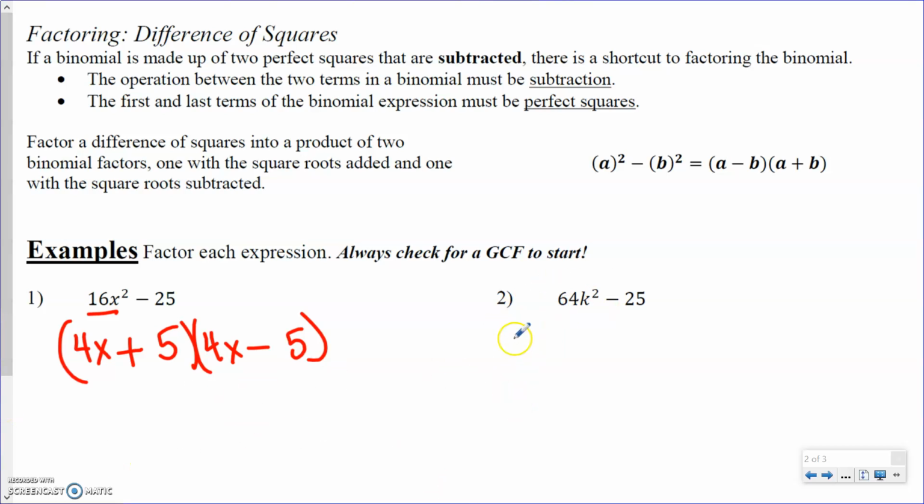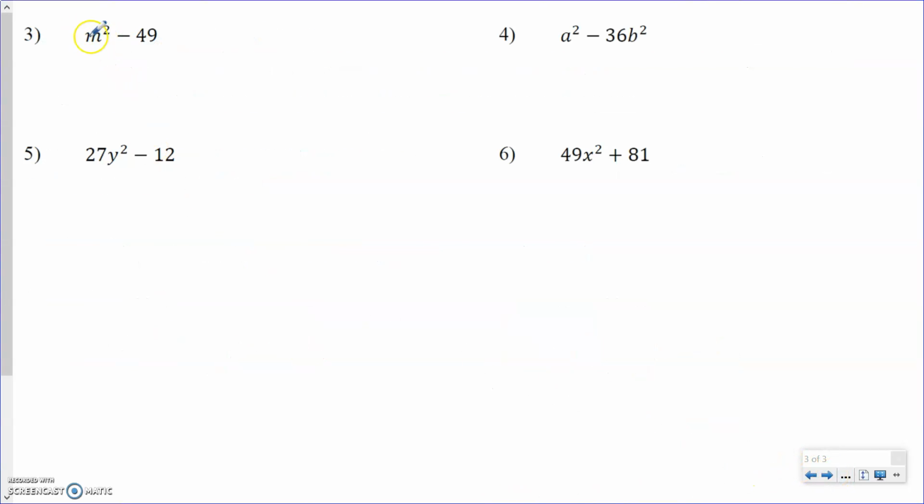So for the next one, the square root of 64 is 8, square root of k squared is k, square root of 25 is 5. So we're going to write that twice and make 1 plus and 1 minus. Okay, for this one, the square root of m squared is just m. The square root of 49 is 7. So 1's plus and 1's minus.